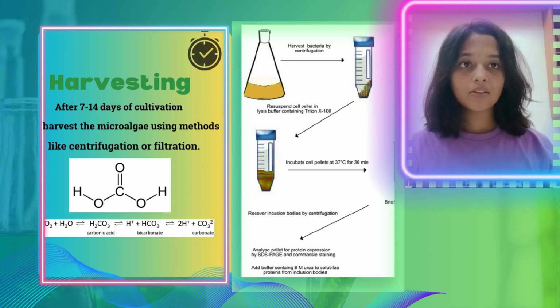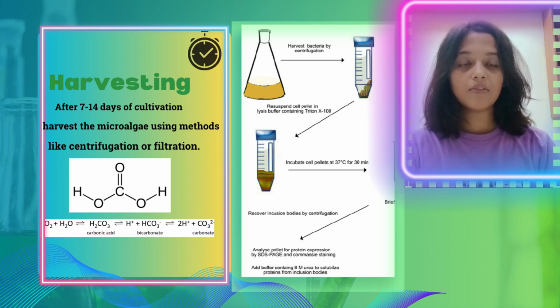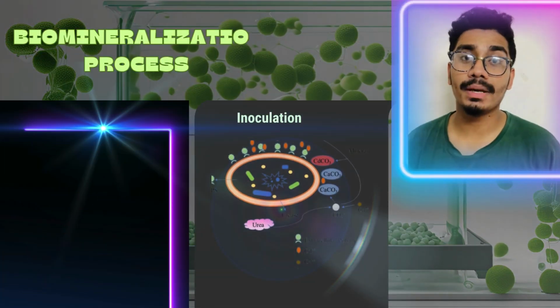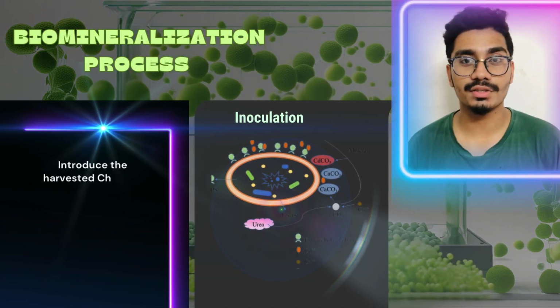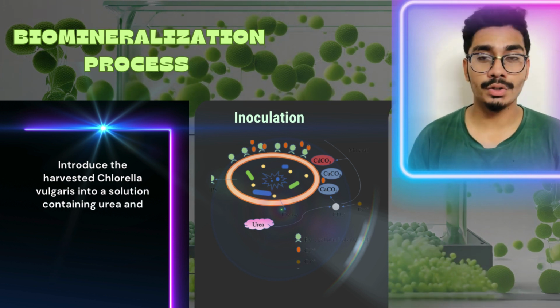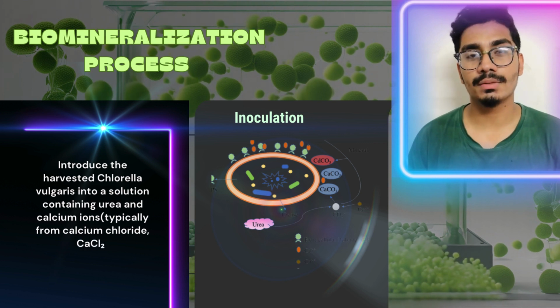Here, carbon dioxide and water react to produce carbonic acid. This carbonic acid further breaks down into bicarbonate, and this bicarbonate further breaks down into carbonate. Here we introduce our main process, that is the biomineralization process. We introduce the harvested Chlorella vulgaris into a solution containing urea and calcium ions, typically from calcium chloride.